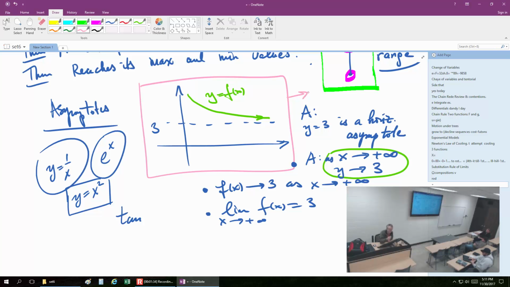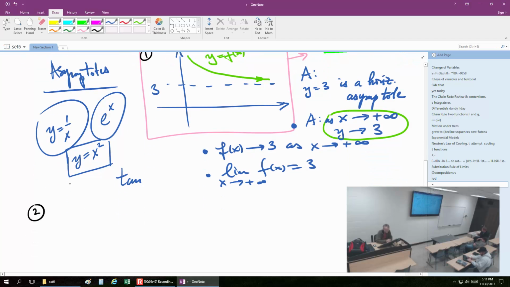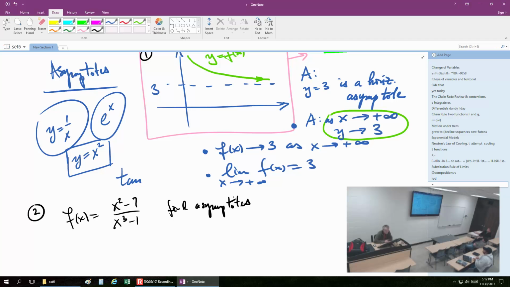Another thing that might be challenging is finding asymptotes. If you remember, what is the opposite kind of problem? What if you have a formula? Then how do you find asymptotes? So say f of x is equal to x squared minus 7 over x cubed minus 1, and you are asked to find asymptotes. So remember how? Set the denominator equal to 0 in order to find what?